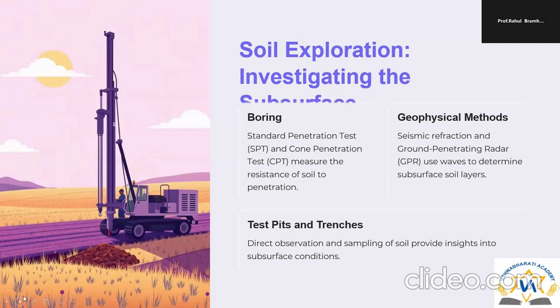The next one is the geophysical method. In the geophysical method, seismic refraction and ground penetrating radar use waves to determine subsurface soil layers. The next one is the test pit method. In the test pit method, we collect the soil sample and find the behavior and properties of that soil.